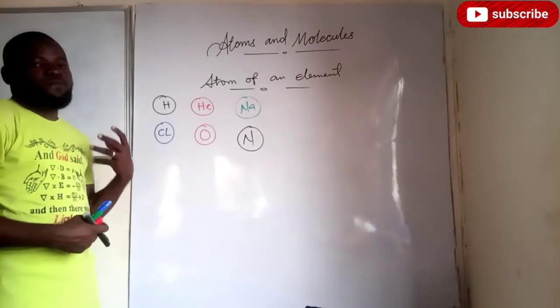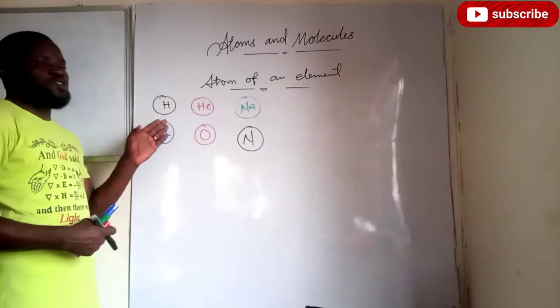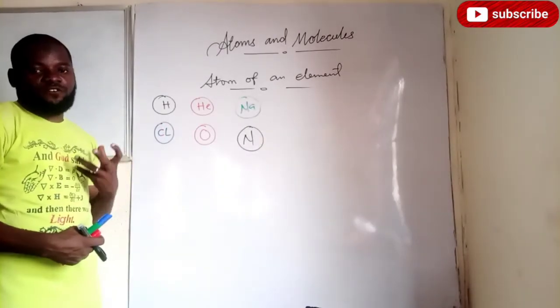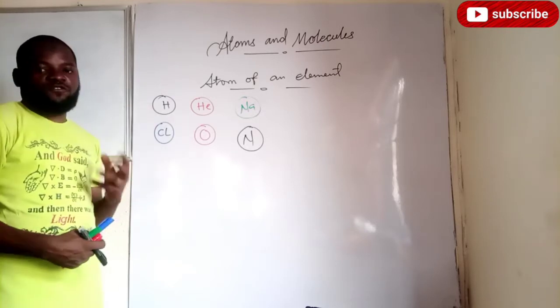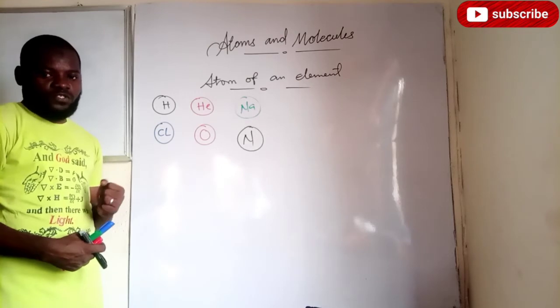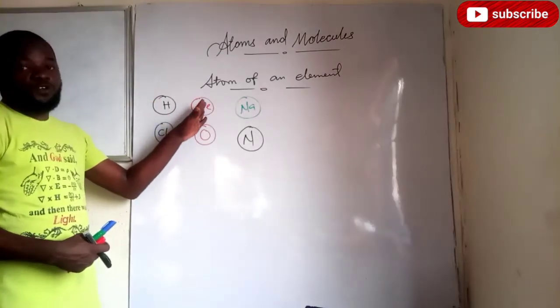Now, all these atoms are made up of proton, neutron, and electron. What actually makes them different from each other is the number of protons that they have. Are we together now? So the number of protons here is different from the number of protons that we have here.